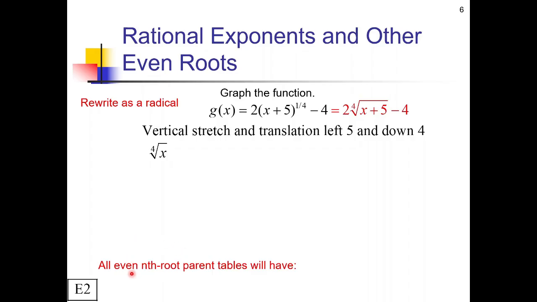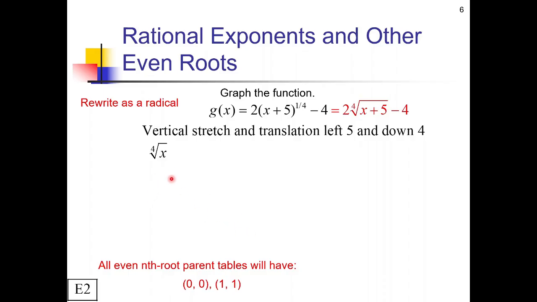So all of the even nth root parent tables, so 4th root, 6th root, 8th root, and square root, all of them, they're going to have the following points. Just like square root, this one is going to have (0, 0) and (1, 1). And you can very quickly verify that the 4th root of 0 is 0 and the 4th root of 1 is 1. But now how about that third point?